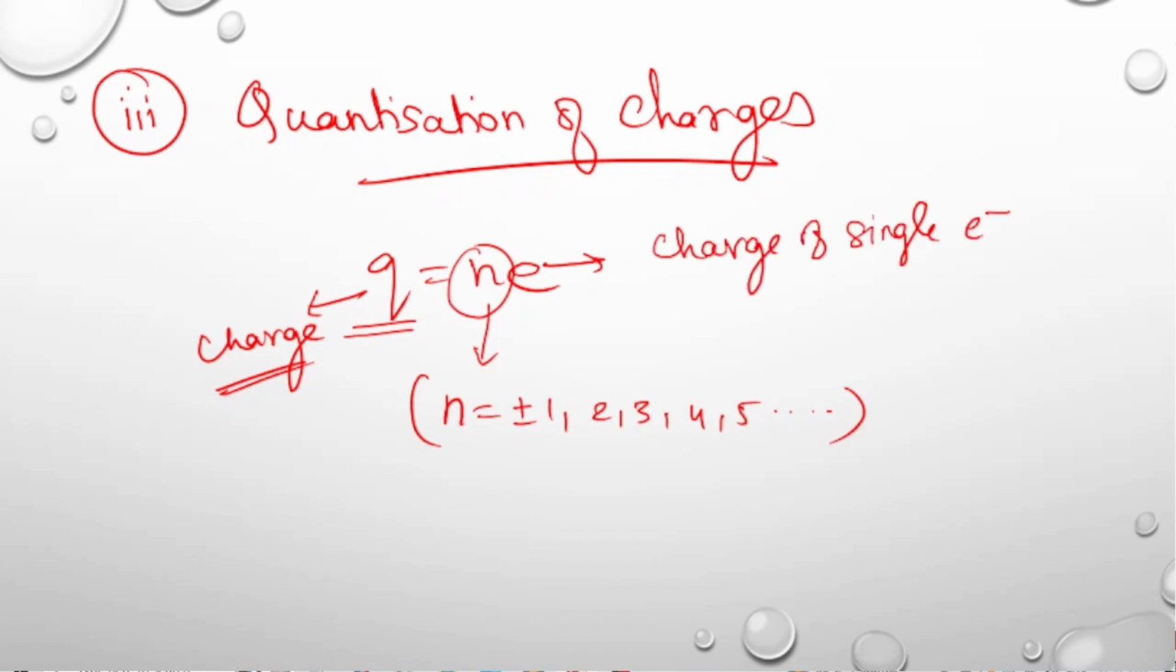We have already mentioned the charge of a single electron is equal to 1.6 into 10 power minus 19 Coulomb. Charge of a single electron will be 1.6 into 10 power minus 19 Coulomb. Clear? Right.